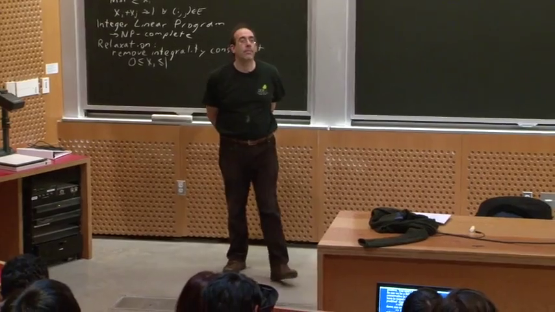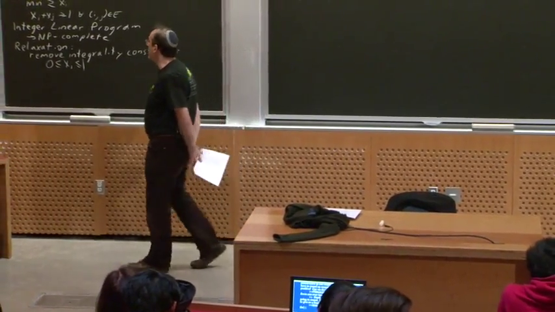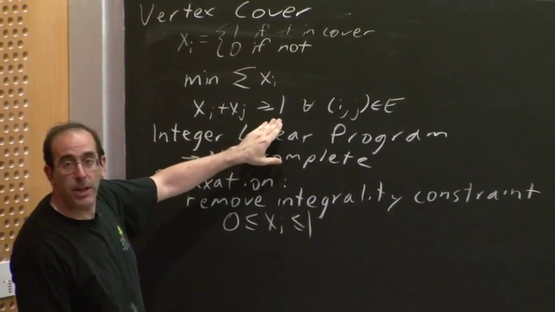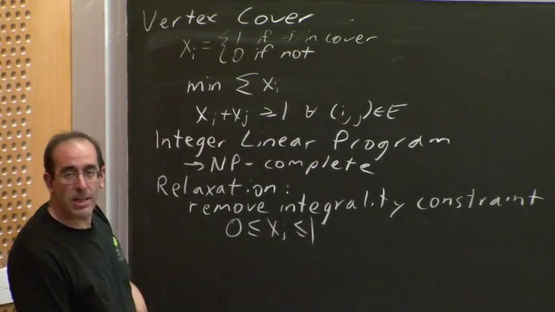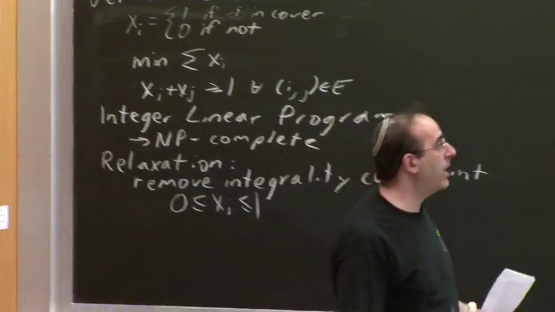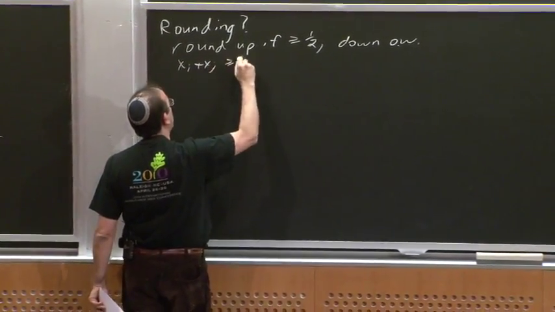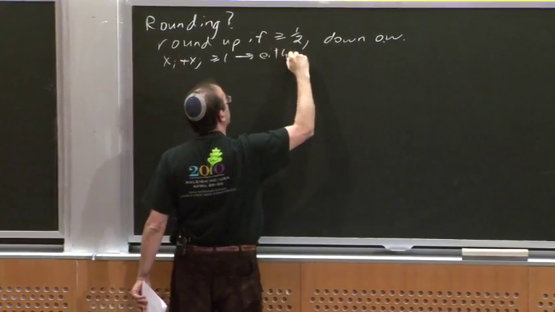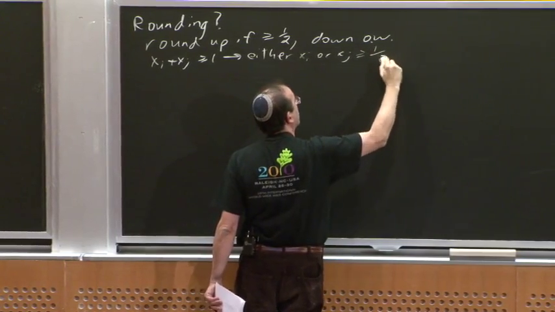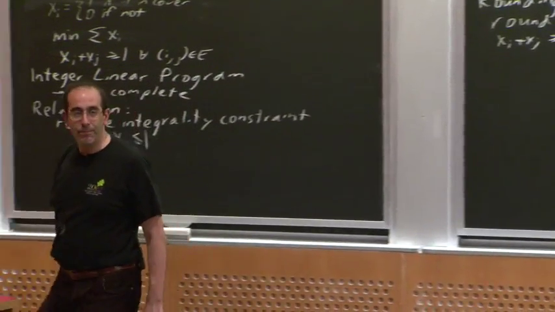At least one of the xi or xj has to be bigger or equal to 1/2. Excellent. So again, we go back to this constraint, and we say, if xi plus xj is bigger than or equal to 1, then surely one of xi and xj is at least a half. They can't both be smaller than a half. So that tells us that we do in fact get a vertex cover.